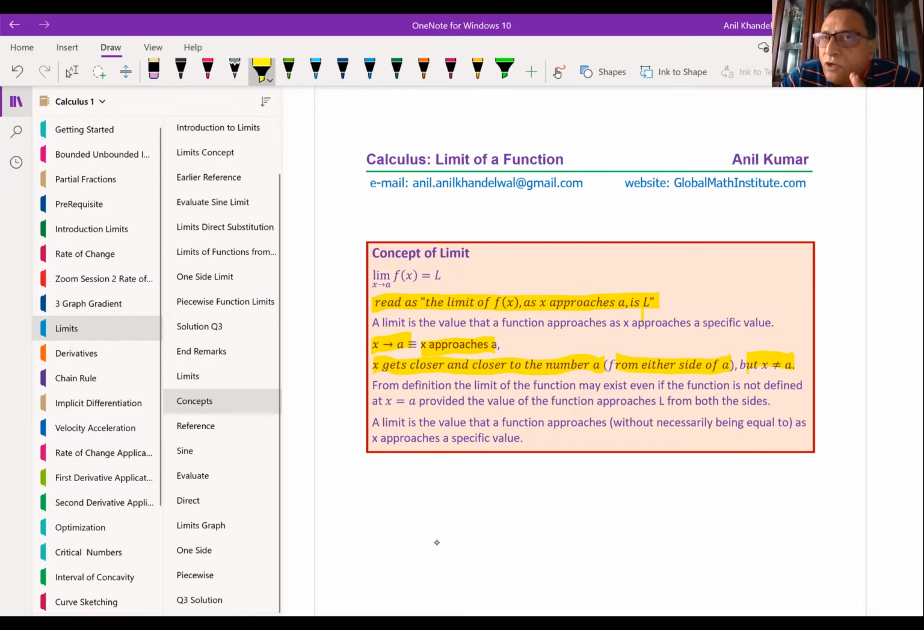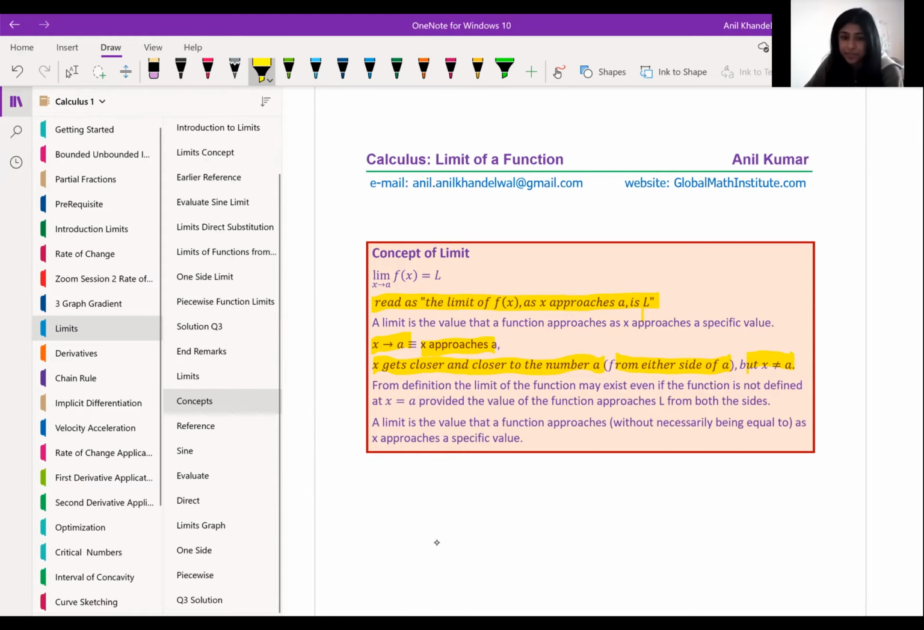Sin x over x is not defined at x equals 0, but you can approach as close as you like, right? And find the value. What value are you approaching? If you approach a real value, then the limit exists. Otherwise, the limit does not exist. Do you get the idea, right?